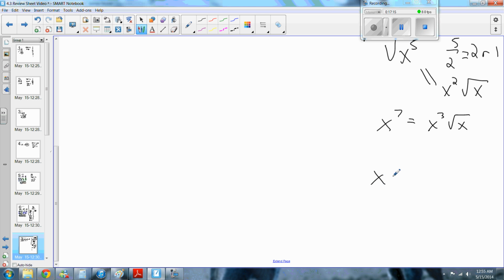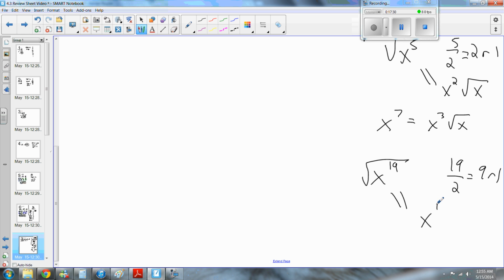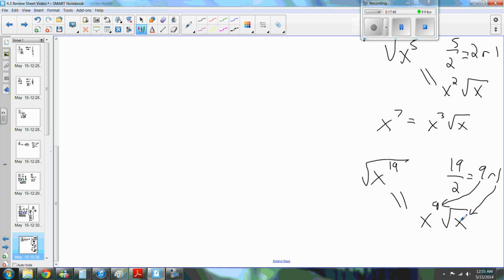So let's take another one. What about the square root of x to the 19th? What's 19 divided by 2? Well, that's simply 9 remainder 1. So the result is x to the 9th root x, because 9 is my quotient, and x to the 1st power, because 1 is my remainder. So 1 will always, always, always be the remainder. Keep that in mind. This is an important result.